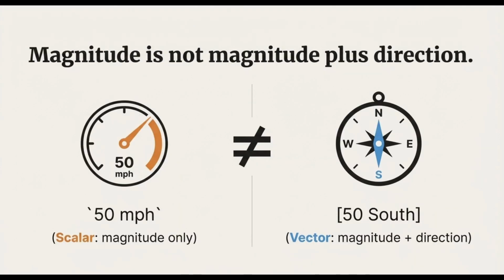This distinction matters more than most people realize. 50 miles per hour is just a number. That's a scalar. 50 miles per hour south includes direction. That's a vector. Scalars don't know where, they only know how much. And in AI, separating these two ideas keeps models stable, controllable, and predictable.